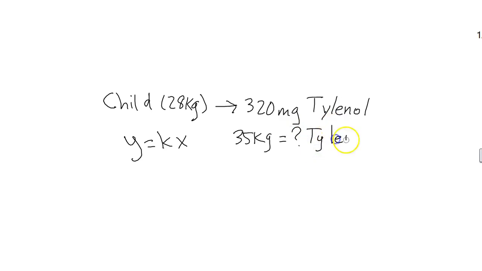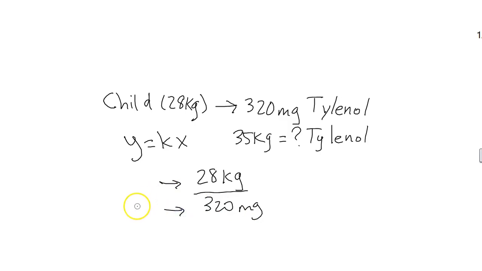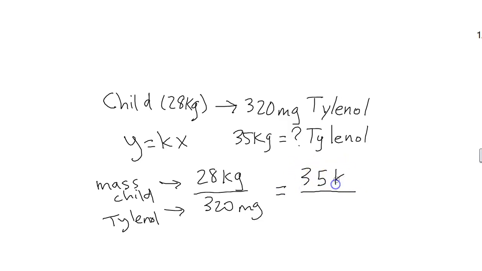So as you can see, proportionality helps you. We know that when a child weighs 28 kg, they will take 320 milligrams of Tylenol. The cool thing about doing these proportion setups is you always want to be consistent. Up here is the mass of the child. On the bottom is the information with the Tylenol. So on the other side of our fraction, we must put the same pieces of information. So we want to figure out if a child is 35 kilograms, how much Tylenol do they take?